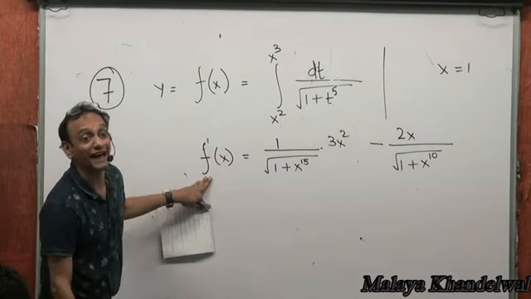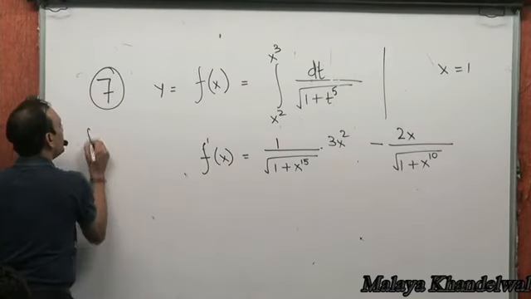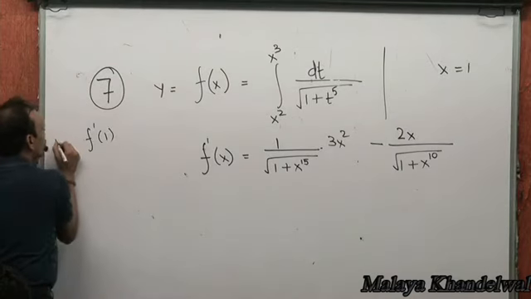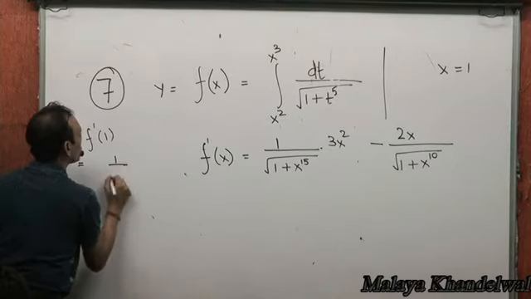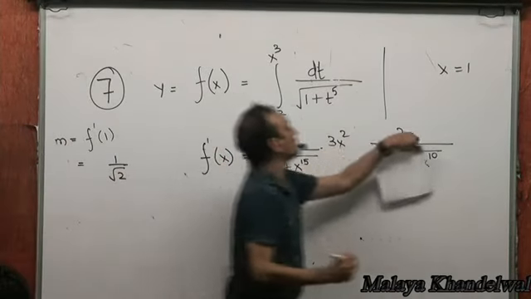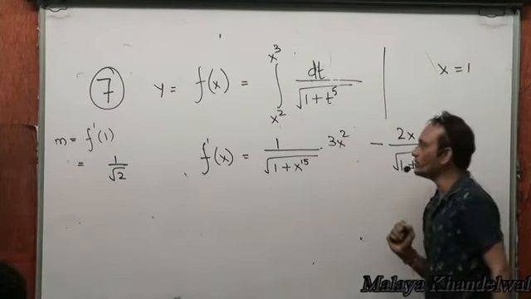f dashed 1, the slope of the tangent at x equal to 1, would be f dashed 1. Put x equal to 1: 3 minus 2, 1 by root 2. That's the slope of the tangent.